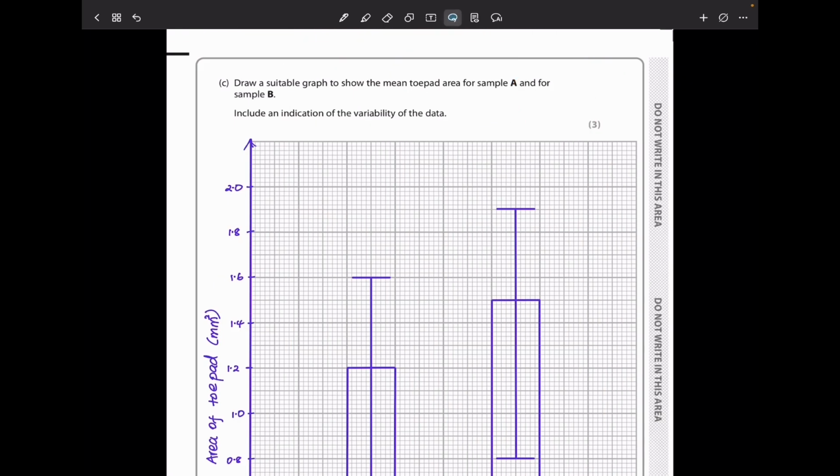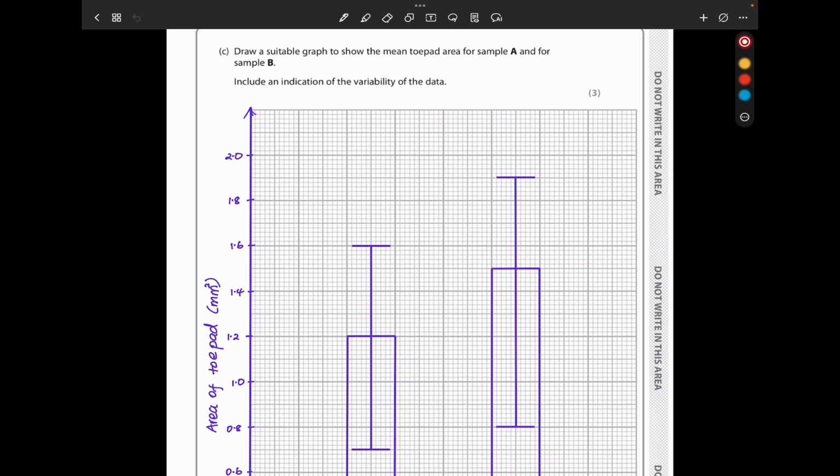In part C, draw a suitable graph to show the mean toe pad area for sample A and for sample B. Include an indication of the variability of the data. When they say variability of the data, we have to include the error bars.